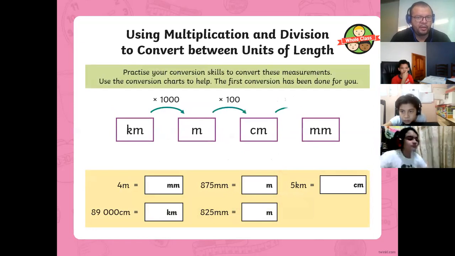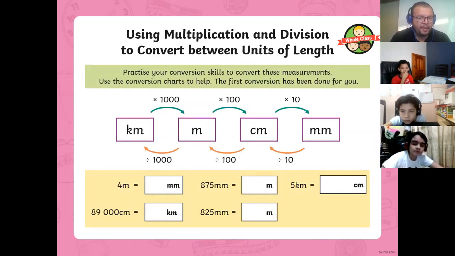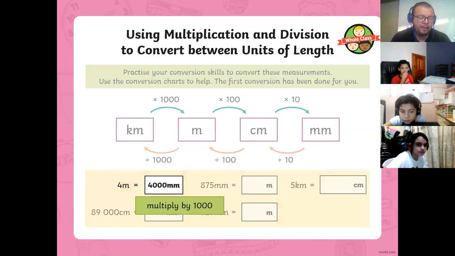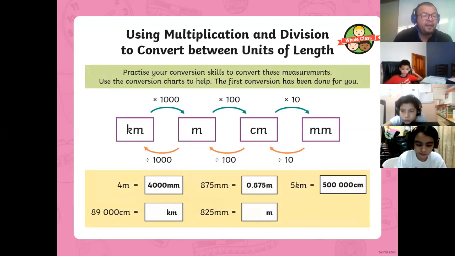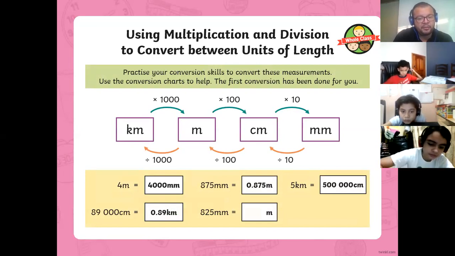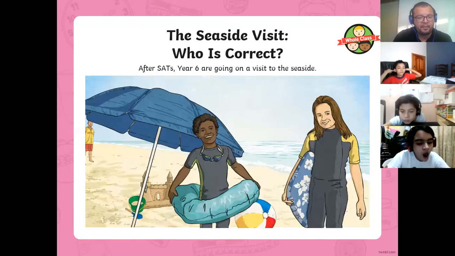So let's continue this quickly. So we have 4 meters in millimeters. We multiply by 1,000, we have 4,000 millimeters. The second one is 0.875 meters. 5 kilometers to centimeters, we have 500,000 centimeters. The next one is 80,000 centimeters, we have 0.8 kilometers. And 825 millimeters, we have 0.825 meters.